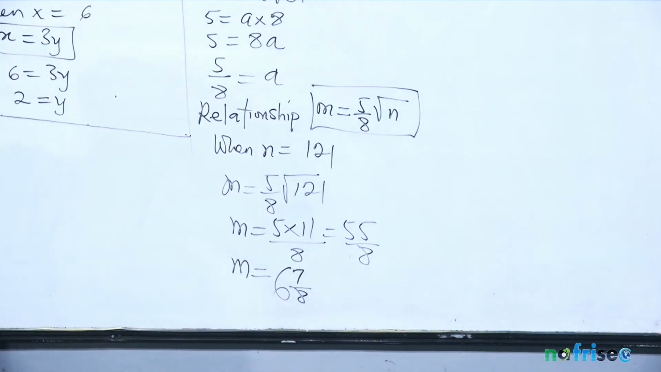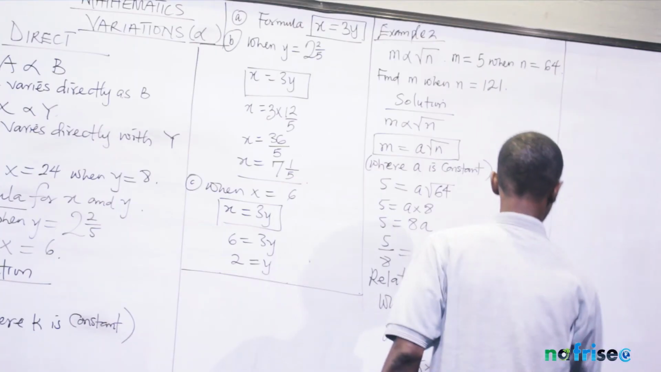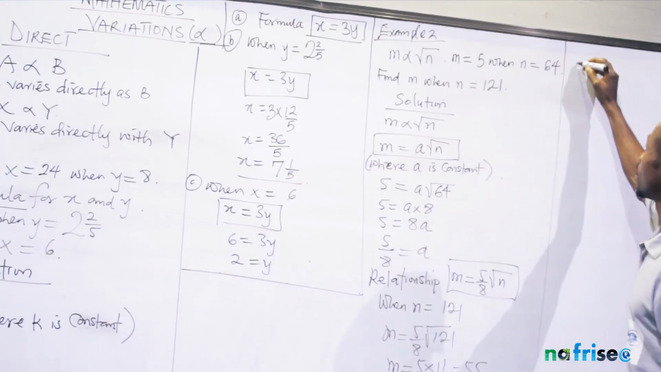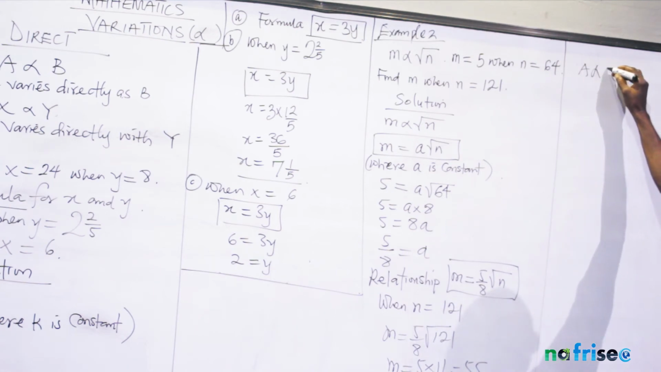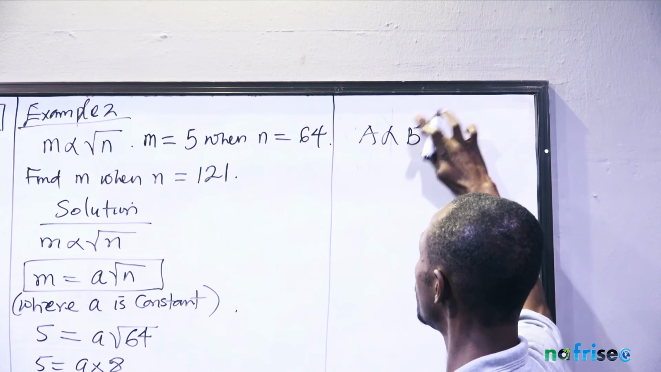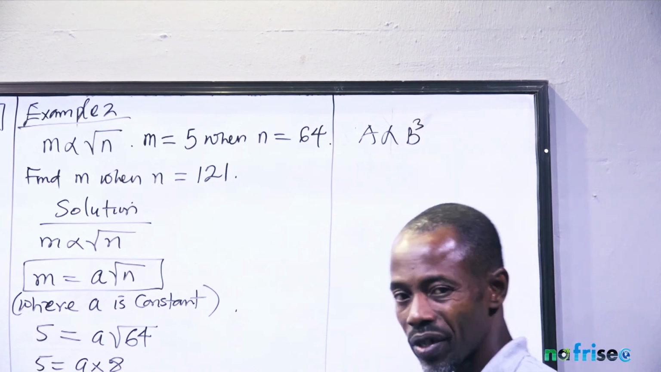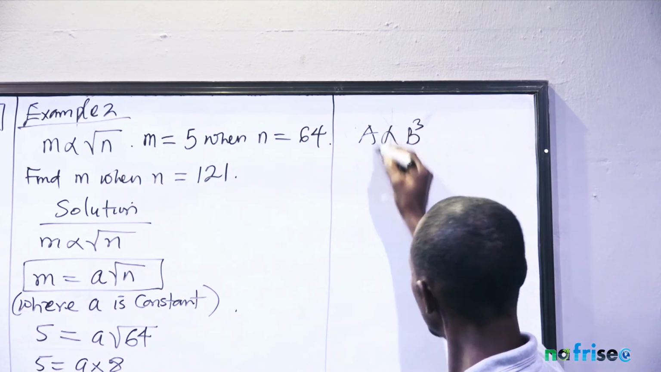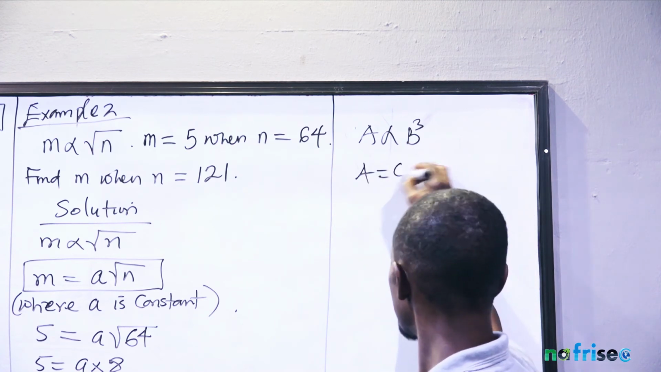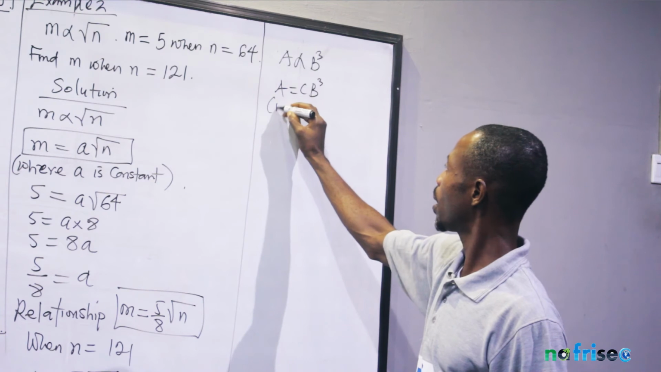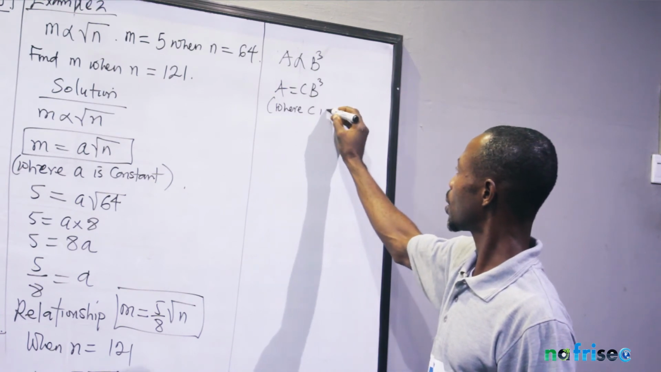Are we good? So other instances could still come in this way. I'm still talking about the direct variation. It will still tell you a varies directly as b squared or even b cubed. Do not be afraid. Get rid of this variation sign. Make it a equals c b cubed, where c is constant.